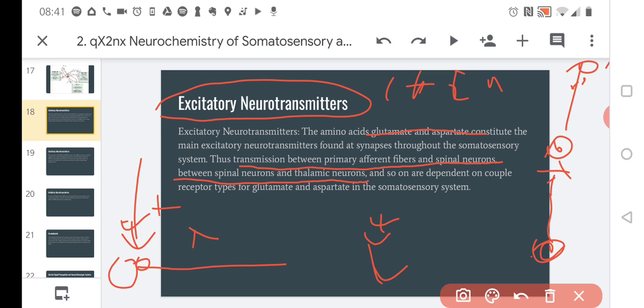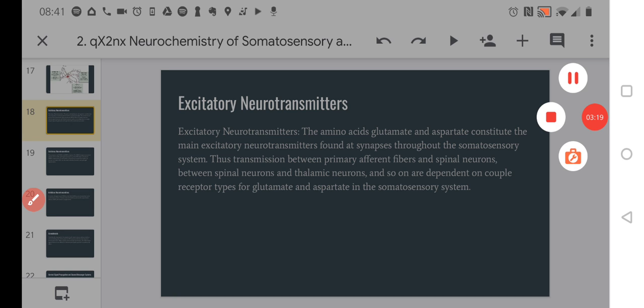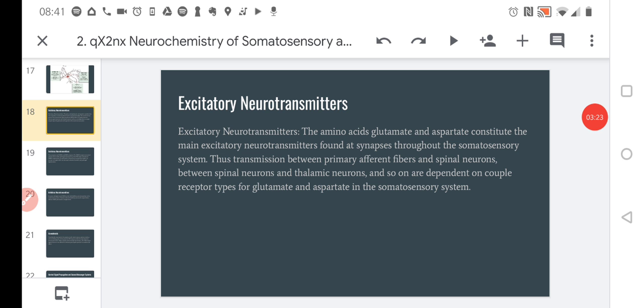This activation is generally conducted with the help of glutamate, and it is dependent on receptor types for glutamate and aspartate in the somatosensory system. One more time, the glutamate and aspartate would do nothing without the appropriate receptors for them. They need to have receptors that would activate the cell in order to conduct further actions generally.